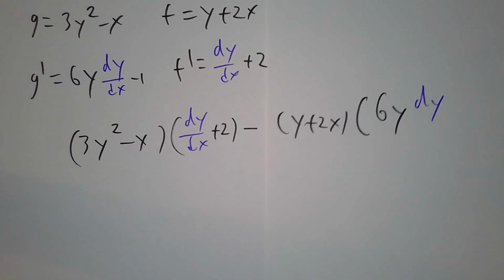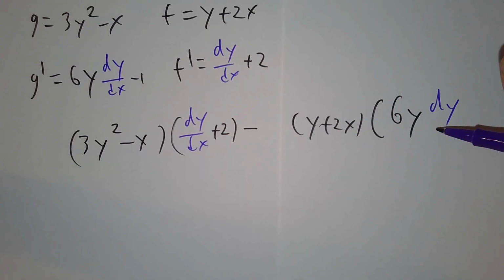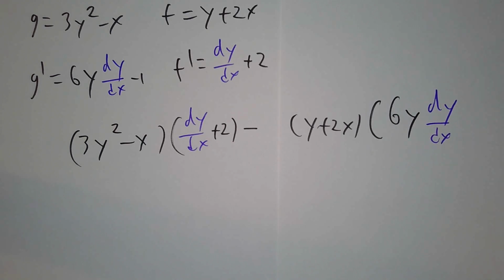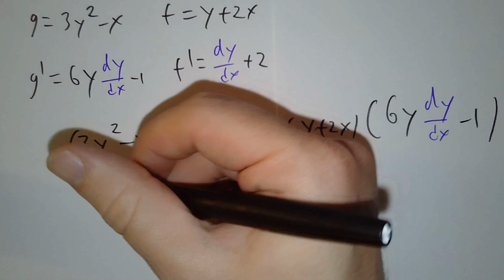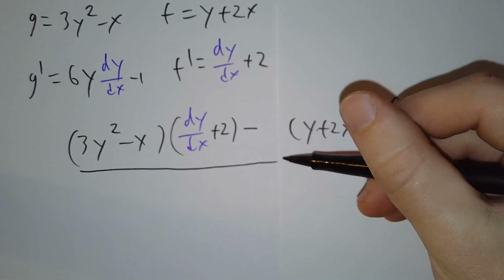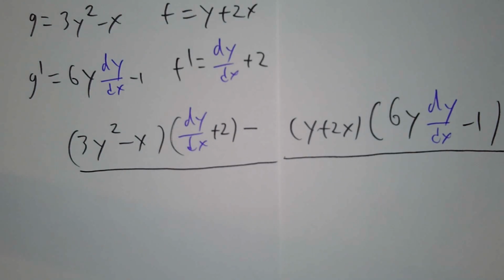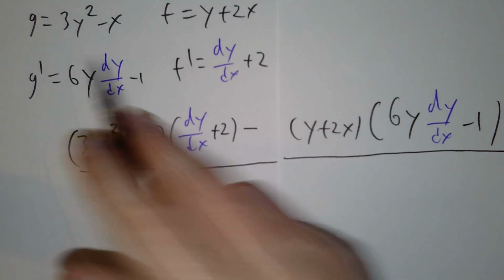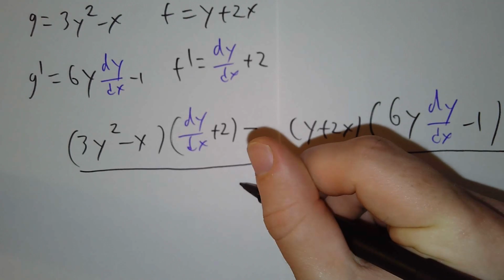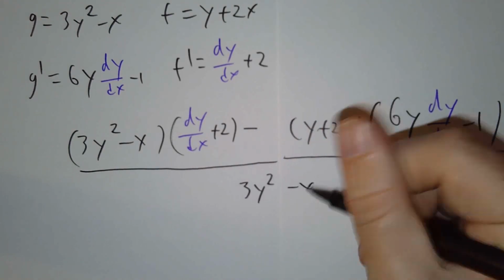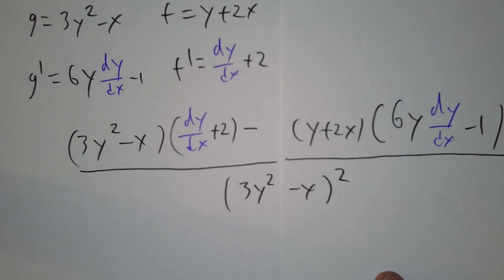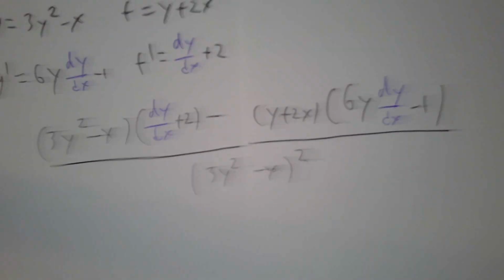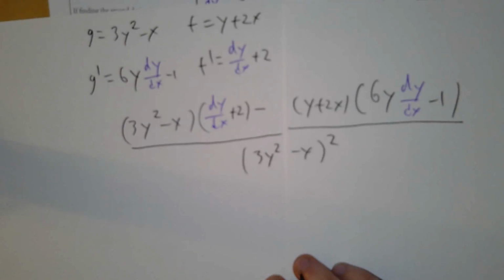Okay, there we are. dy/dx minus 1, all over, this is the product rule, all over low squared. My low is 3y squared minus x, so it's 3y squared minus x, squared. And at this point, I actually have to move the camera up so I can keep going here.